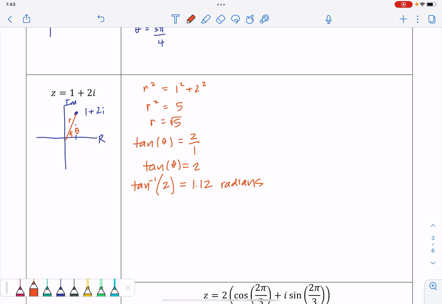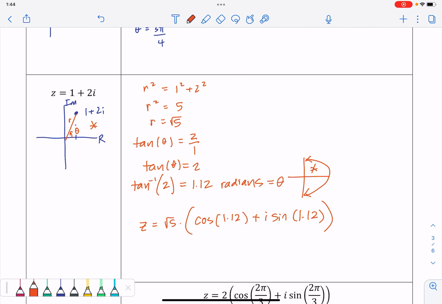This is an angle, and we know tan inverse returns angles in quadrant 4 and quadrant 1. In this case, this is a quadrant 1 angle, and I'm in quadrant 1 when I drew my complex number. So it must be the right angle, and I can move forward with this being the value of theta. Now I am ready to write this in my trigonometric form. So z is, first I need my r, root 5 times cosine of 1.12 plus i sine of 1.12. And I can just keep it like that.